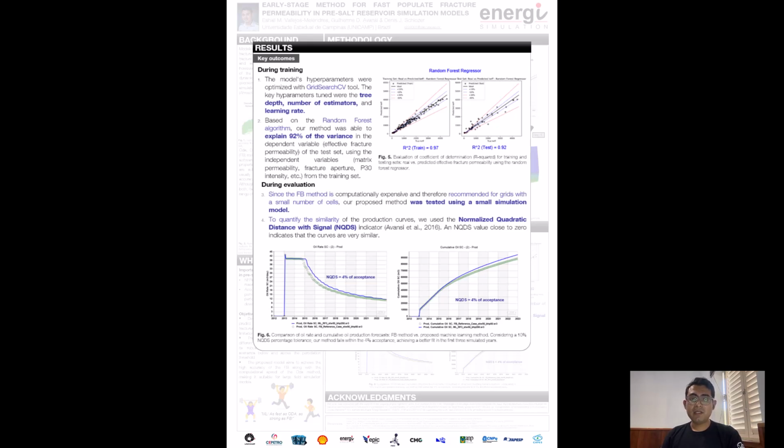To quantify the similarity of the production curves, we use the normalized quadratic distance with signal, or NQDS indicator. An NQDS value close to 0 indicates that the curves are very similar, and the production curves that were simulated with the model using the effective permeabilities estimated by the machine learning model are inside the 4% of acceptance with respect to the reference results, which were simulated using the flow-based permeabilities.